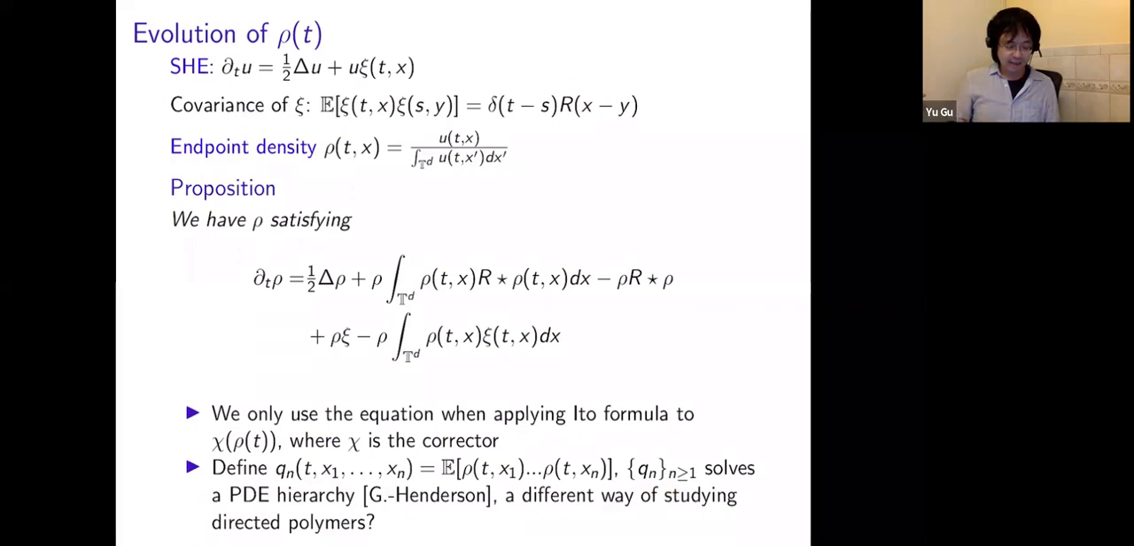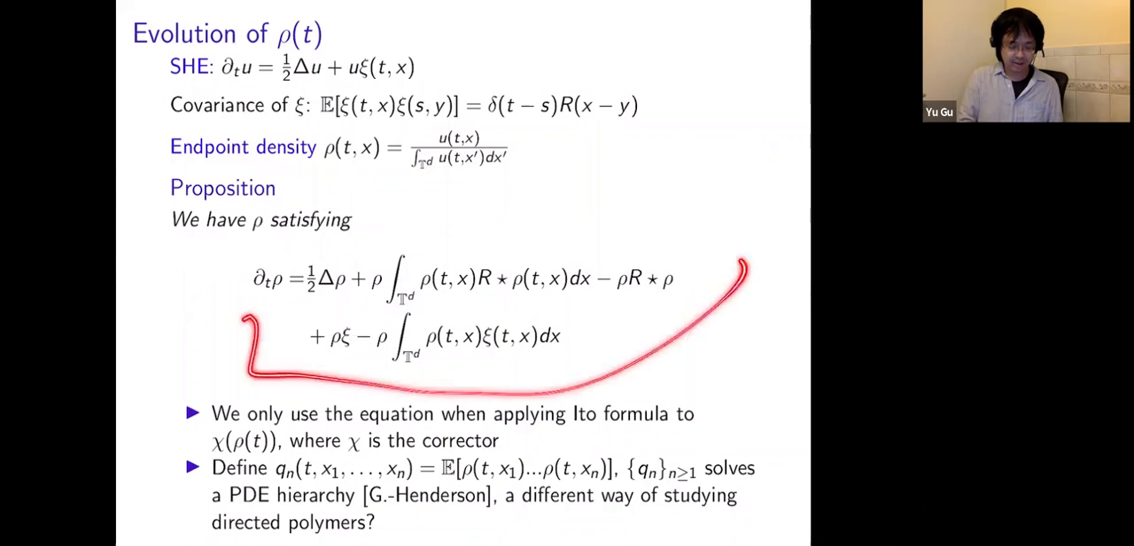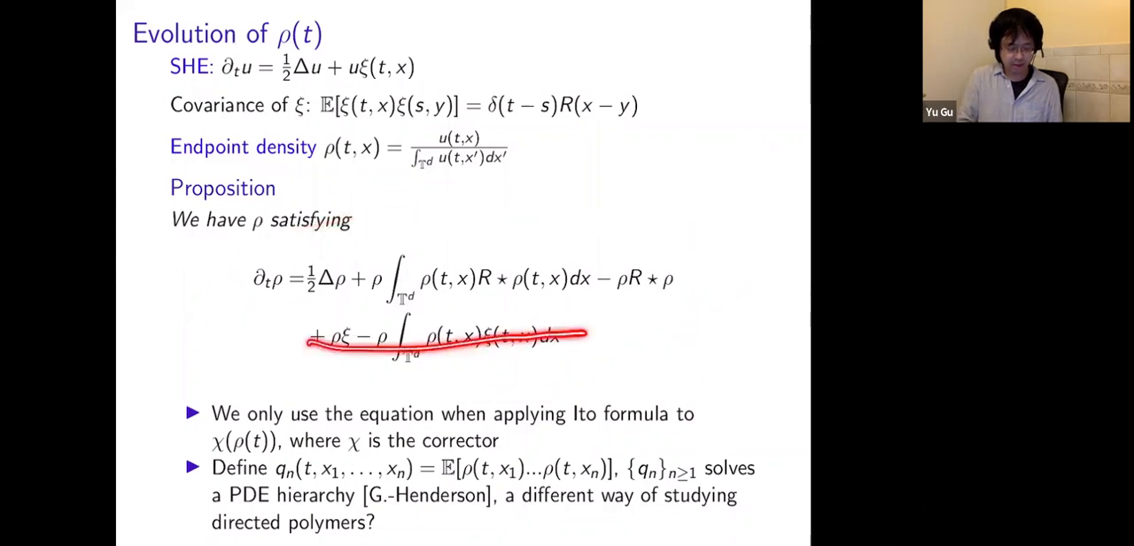And the reason why it's a hierarchy is because, just imagine that you take the expectation of this equation. Then the martingale part disappears. So you have the expectation of rho, that's my Q1. But here you have three copies of rho, so when you take the expectation, you have Q3, the three-point correlation function. Here you have two copies of rho, so you have Q2. So the evolution of Q1 is related to Q2 and Q3. The evolution of Q2 is related to Q3 and Q4 and so on. So that's a hierarchy. Maybe this will be a different way of studying the directed polymer. But of course we don't use this here.